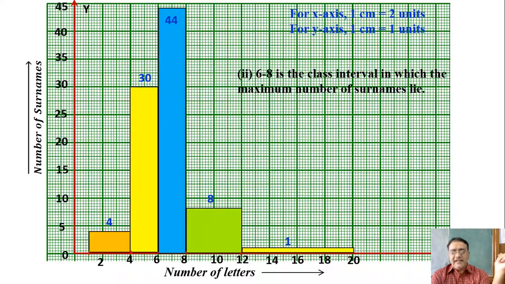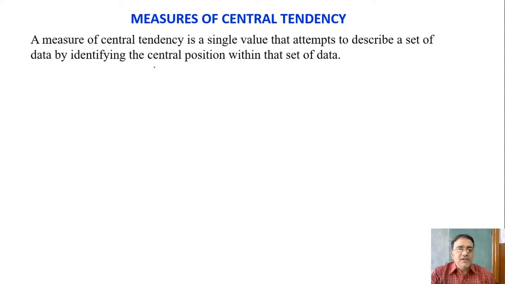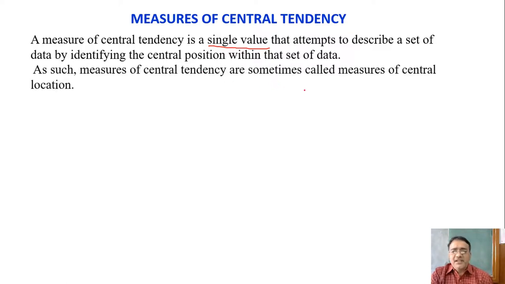Now we are moving towards the next exercise, the next topic, measures of central tendency. A measure of central tendency is a single value that attempts to describe a set of data by identifying the central position within that set of data. As such, measures of central tendency are sometimes called measures of central location also.